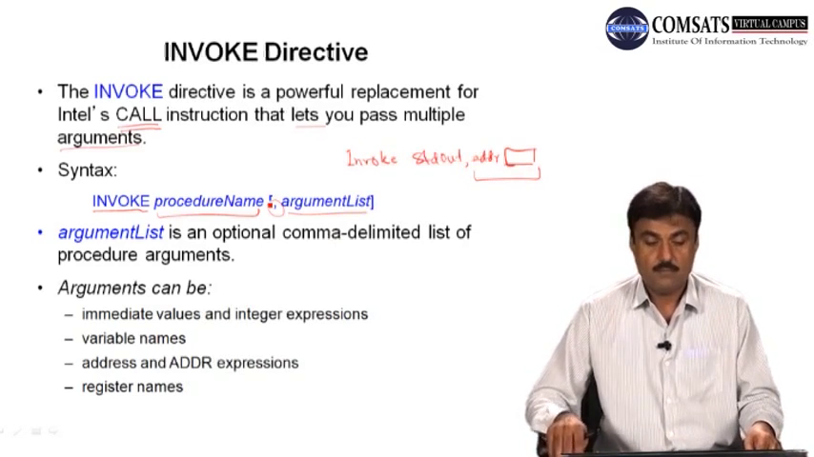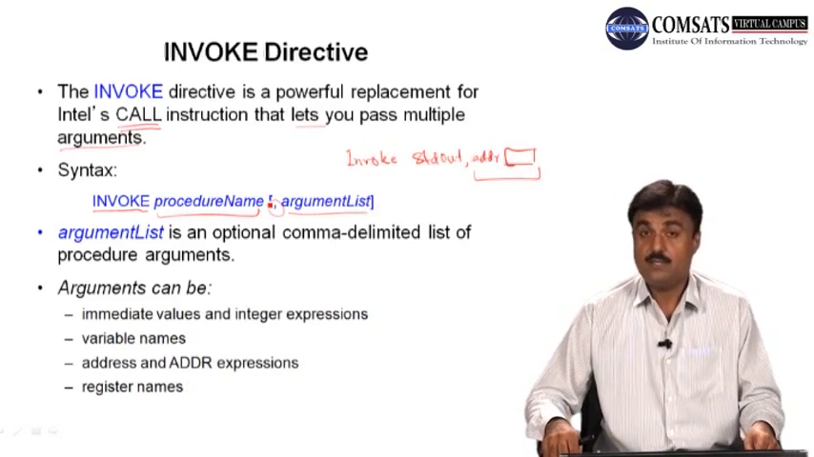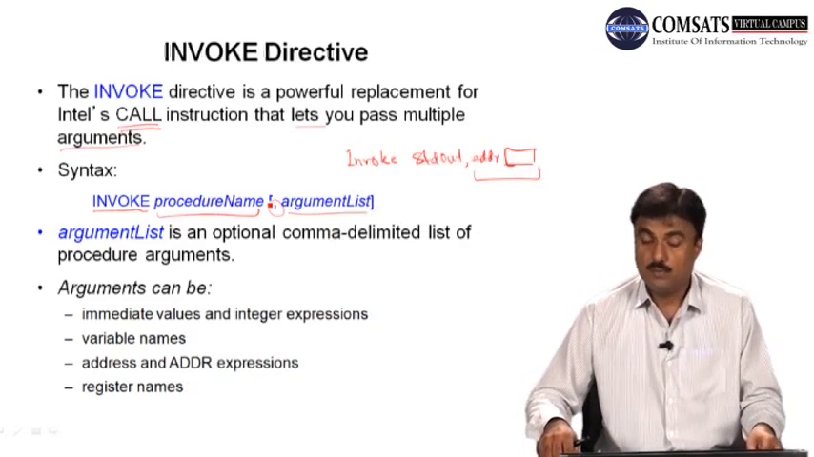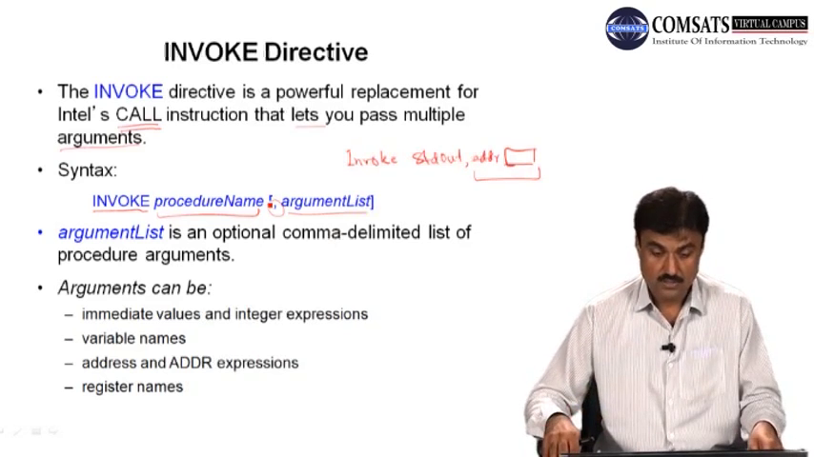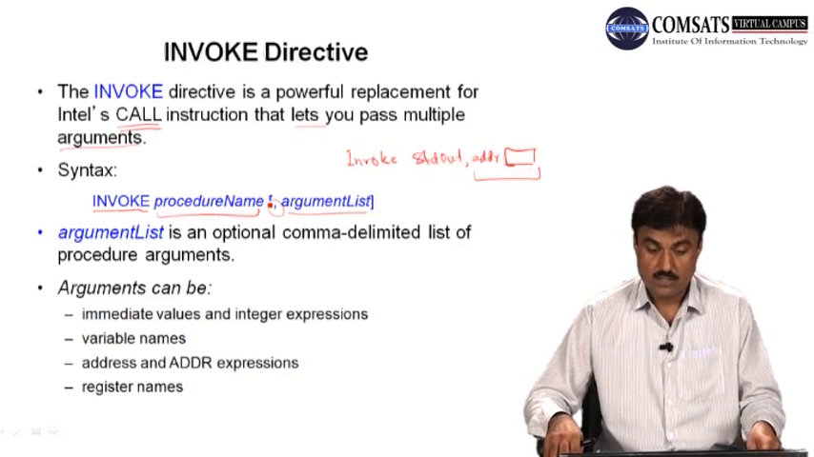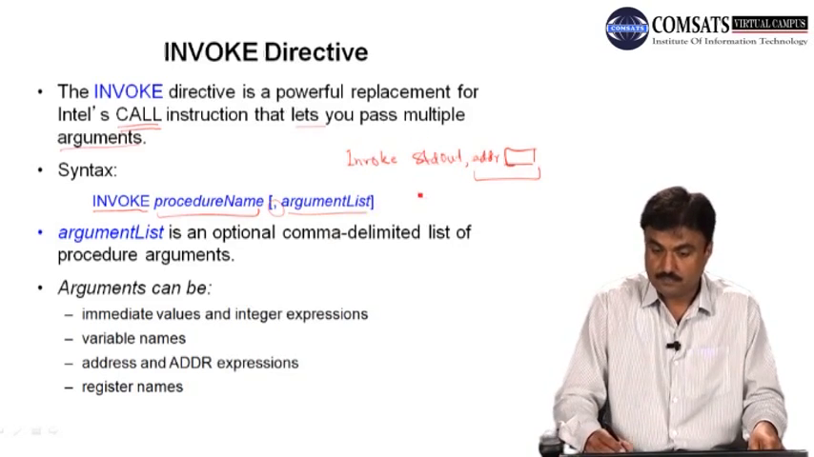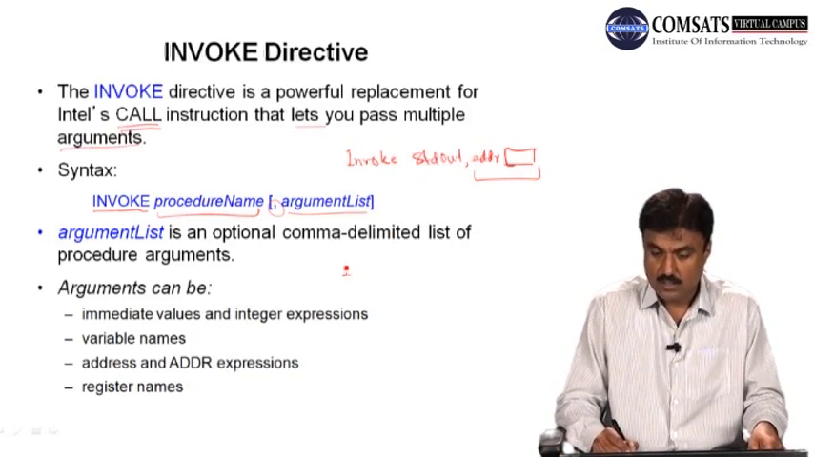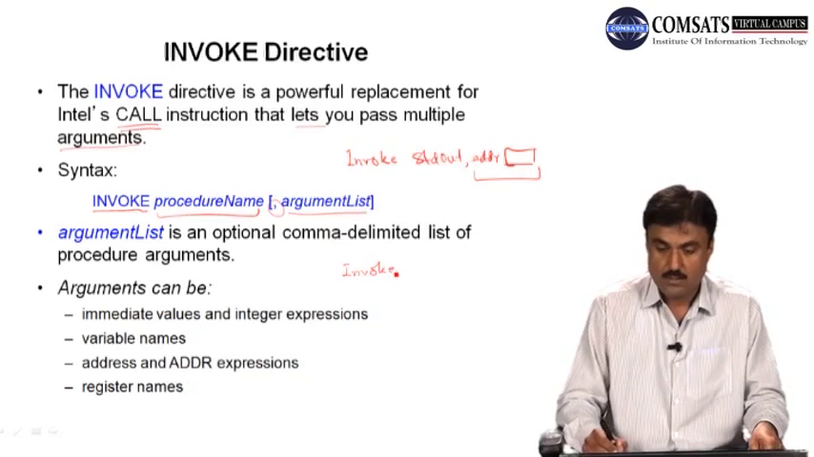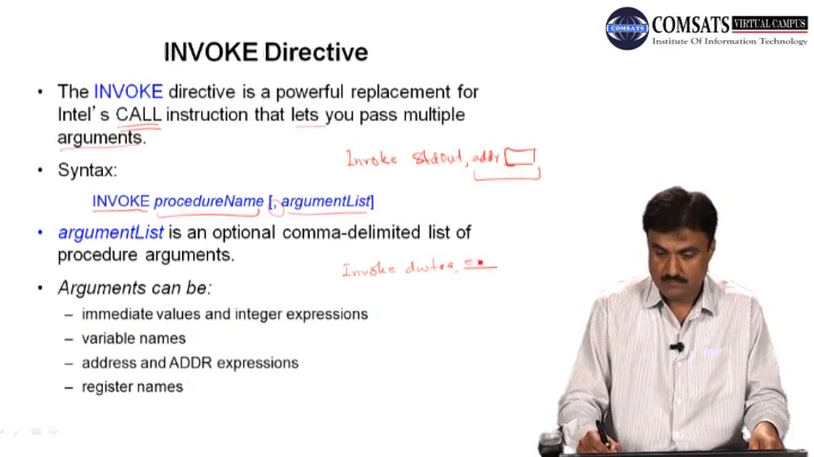So these arguments can be immediate values or integer expressions, variable names, addresses, and address expressions. We can use the ADDR keyword to calculate the address, and we can use register names also. Just like in another example, if we use INVOKE with dw to a, and then we use EAX comma and then the address of some array.